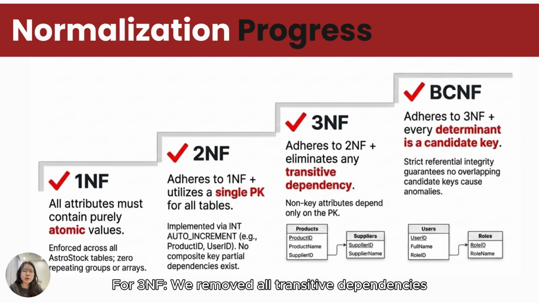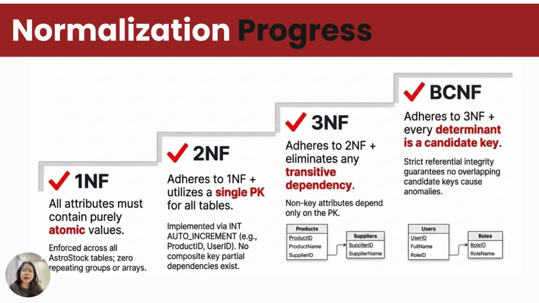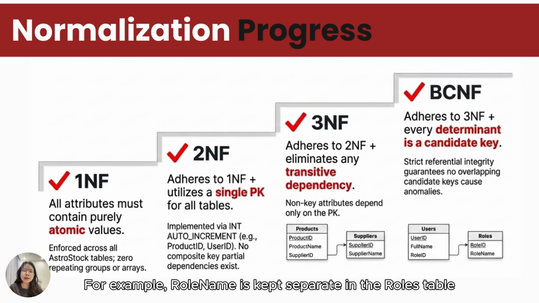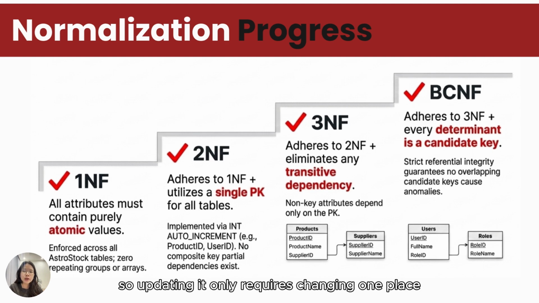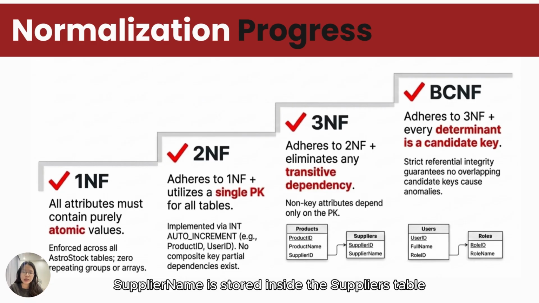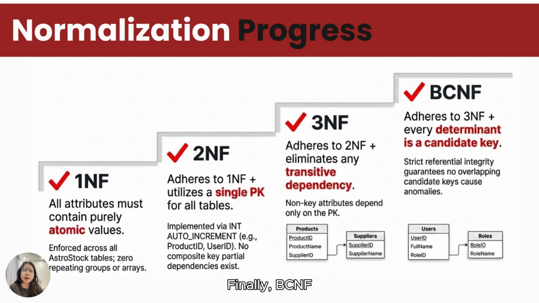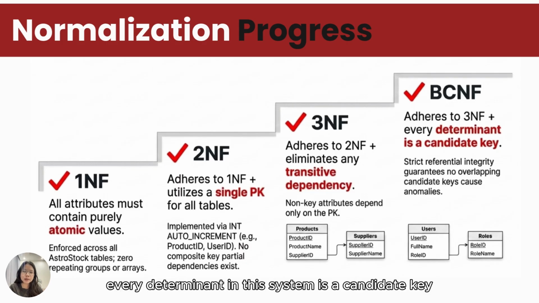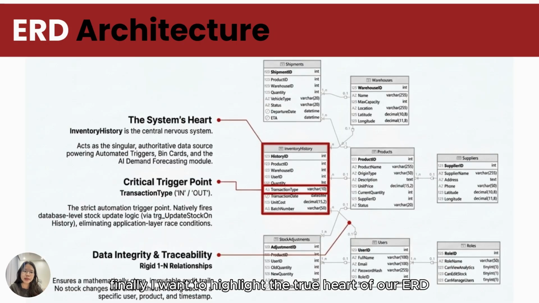For 3NF, we remove all transitive dependency. For example, role key is kept separate in the role table, so updating it only requires changing one place. Similarly, supplier name is stored inside the supplier table, preventing massive data duplication across products. Finally, Boyce-Codd normal form. Because all non-key attributes rely only on our primary key, every determinant in the system is a candidate key. Finally, I want to highlight the true heart of our ERD, our inventory history table. This acts as the central hub of our entire system.